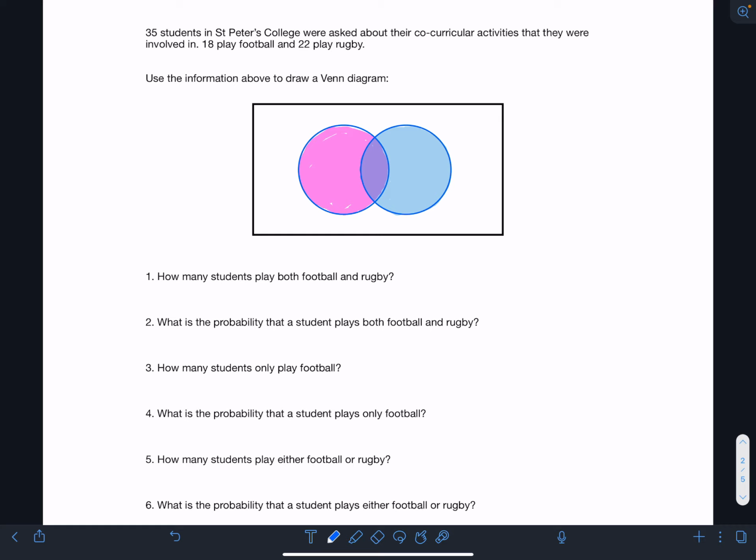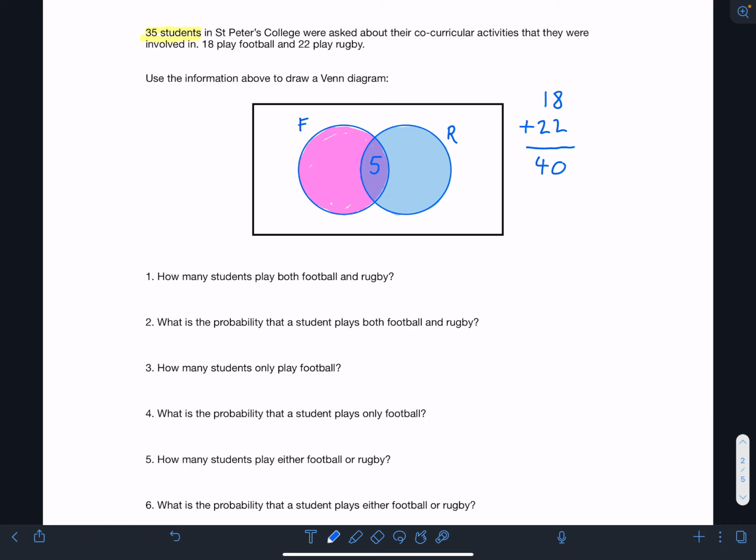So we can see from the question that 18 played football and 22 played rugby. So if we add these numbers up, that adds up to 40, okay? But the question states that there were 35 students. So we can see quite clearly that 40 is more than 35. So it's actually 5 more than 35. So we'll see that 5 students played football and rugby.